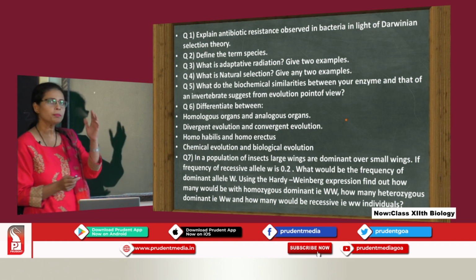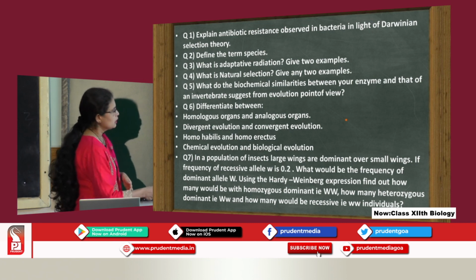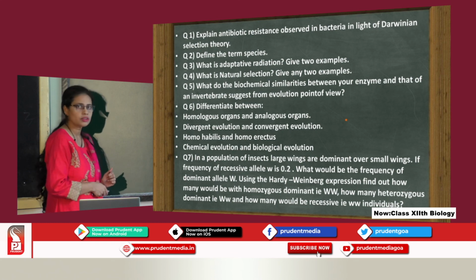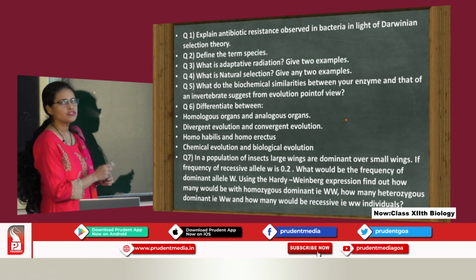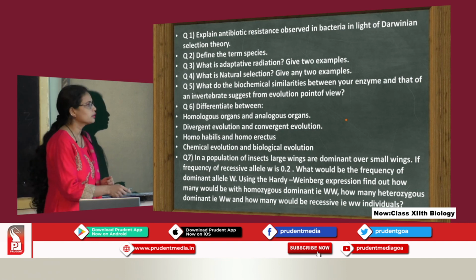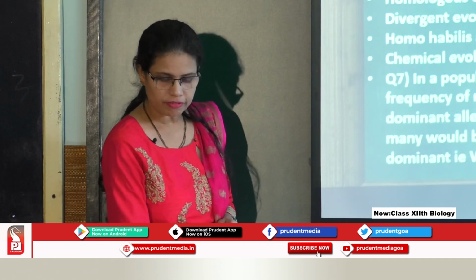Once you know p and q, that is the allelic frequencies, it is very easy to find out, because the question asks how many are homozygous dominant, how many are heterozygous, and how many are recessive. Just use (p plus q) whole squared equals 1, and you will get the answer. Clear? So with this we have finished the chapter.